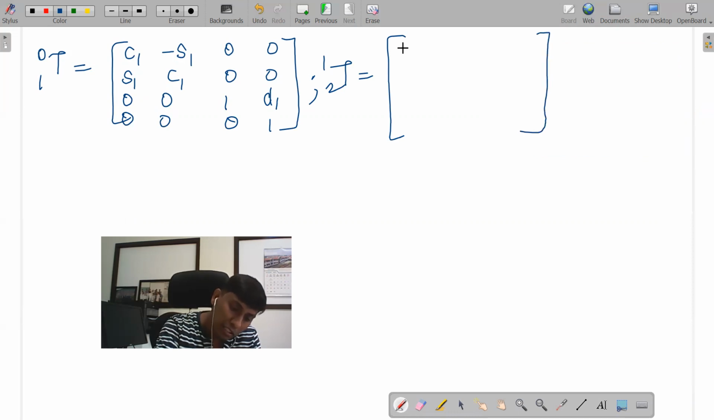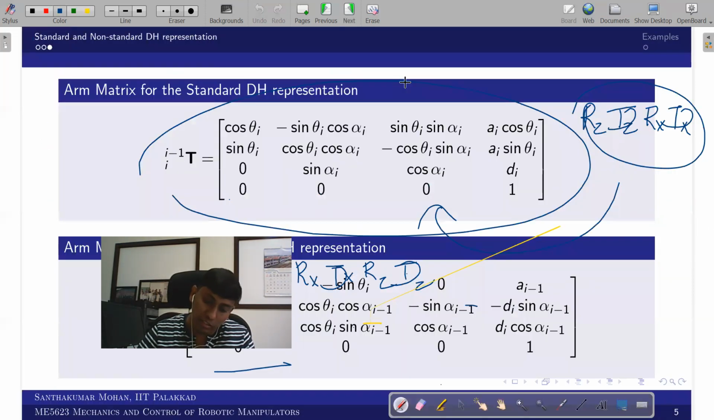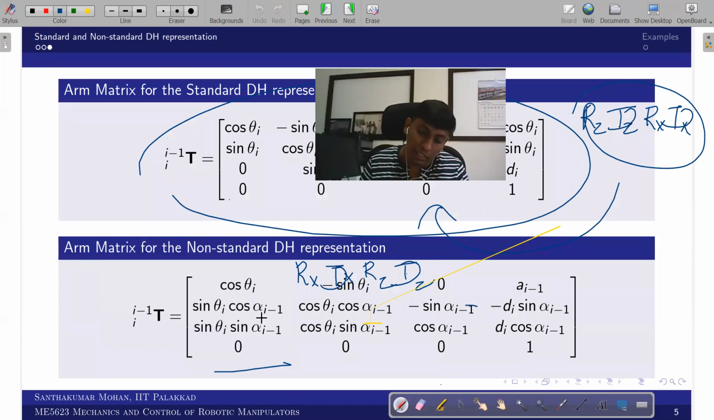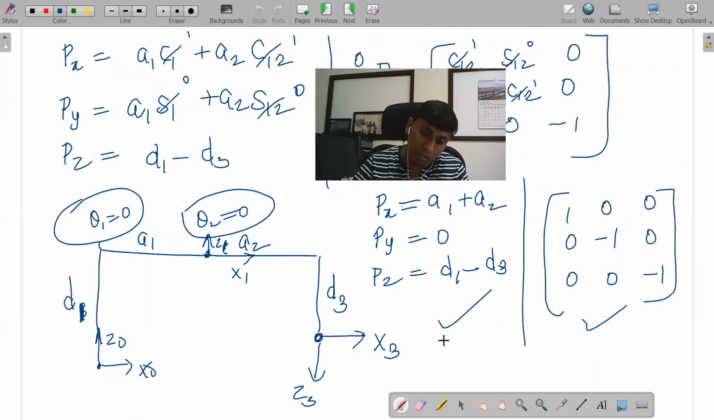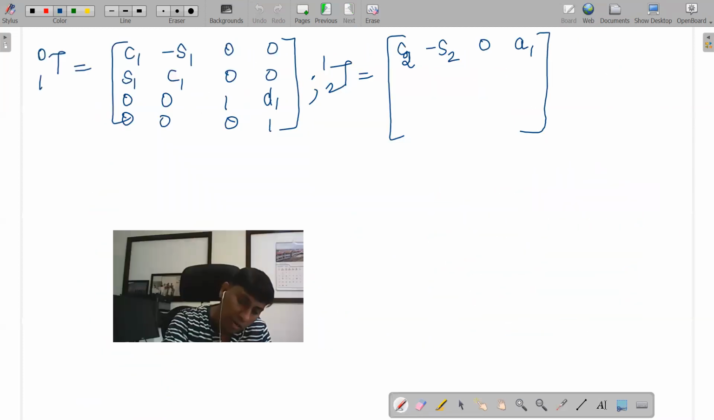Okay. So T1 to 2, you can see alpha is 180 degrees. So C2, S2 remain as they are, and A1 is there. And here you can see there is a change. Alpha is 180 degrees, so this becomes -1, this is also -1, and the rest are 0. You can check what we will get: minus S2, minus C2, 0, and then 0, 0, -1, and 0, 0, 0, 1.